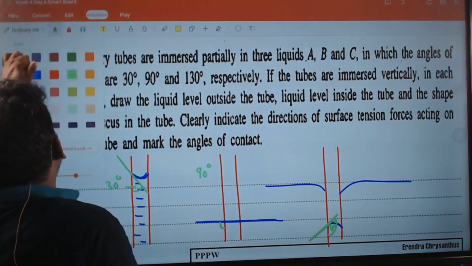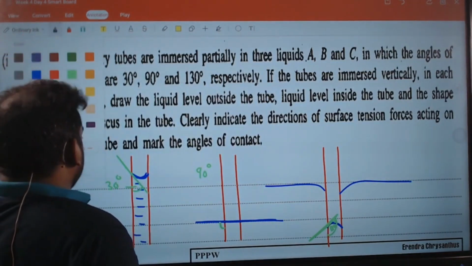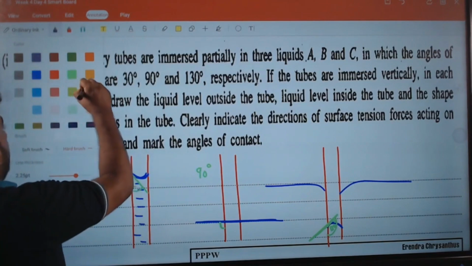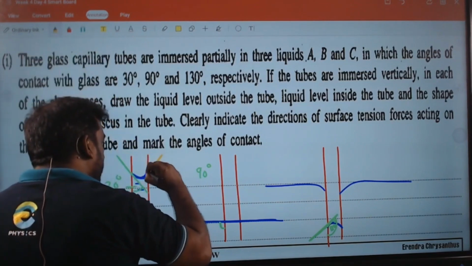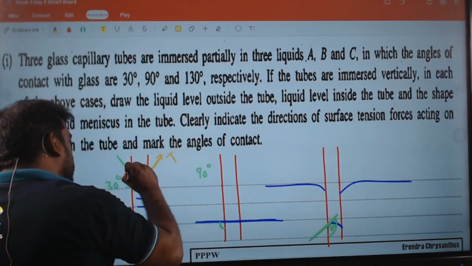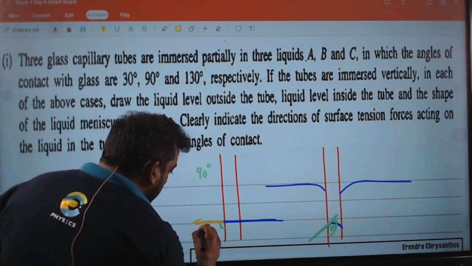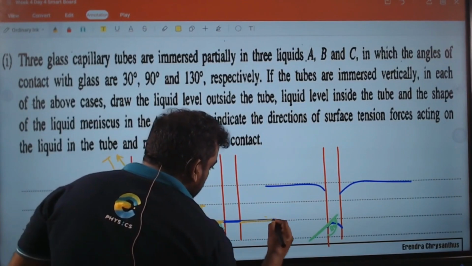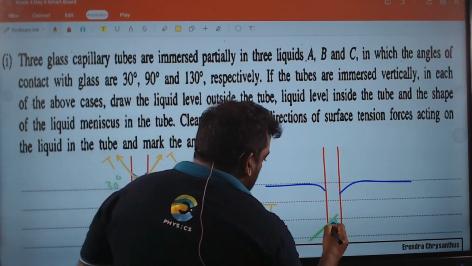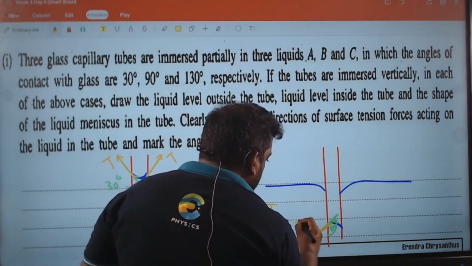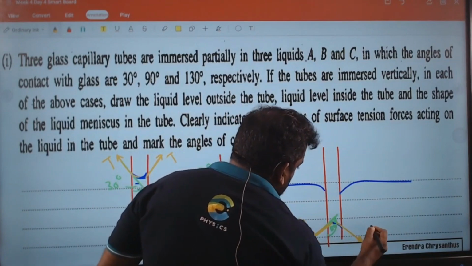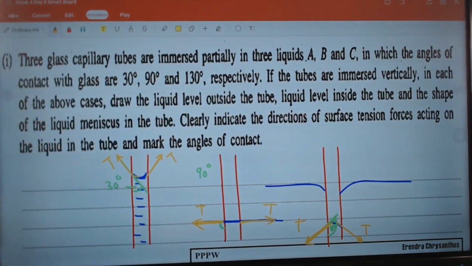Clearly indicate the surface tensions. So surface tension forces we can indicate in yellow. Here surface tension forces. Here surface tension forces. Here surface tension forces. Okay, right.